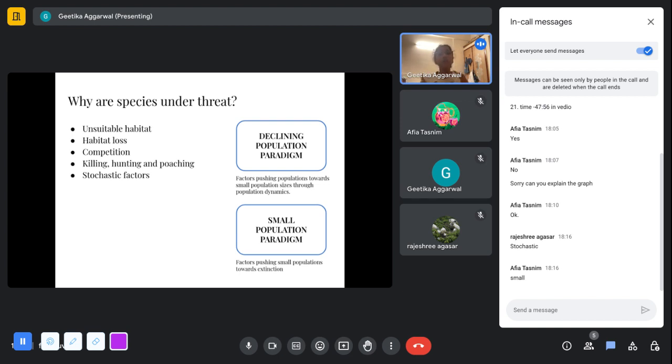Stochastic factors do not really affect a large population. If a species already has a large population, the stochastic factors are not going to affect it so much because it can always bounce back and regain its normal population size. But it is going to tip over a very small population and make it go extinct.